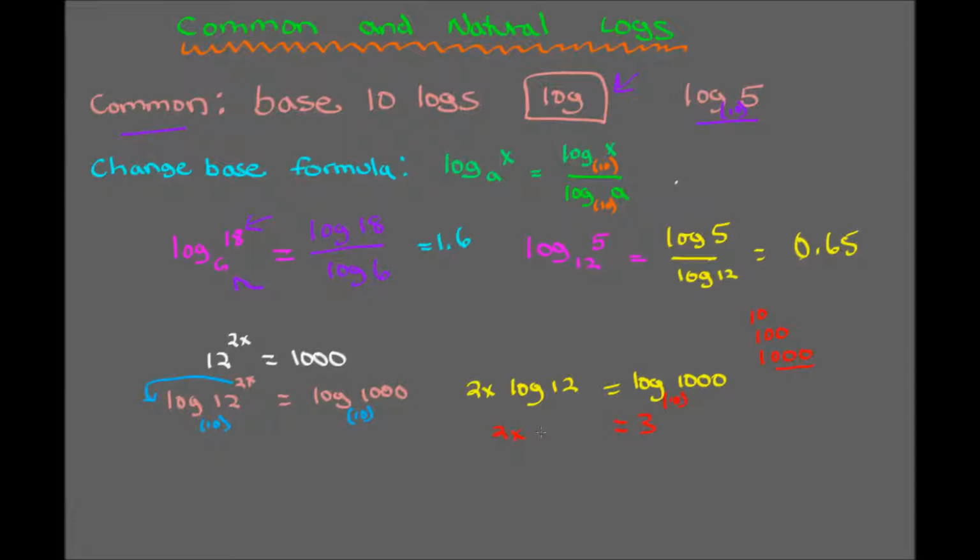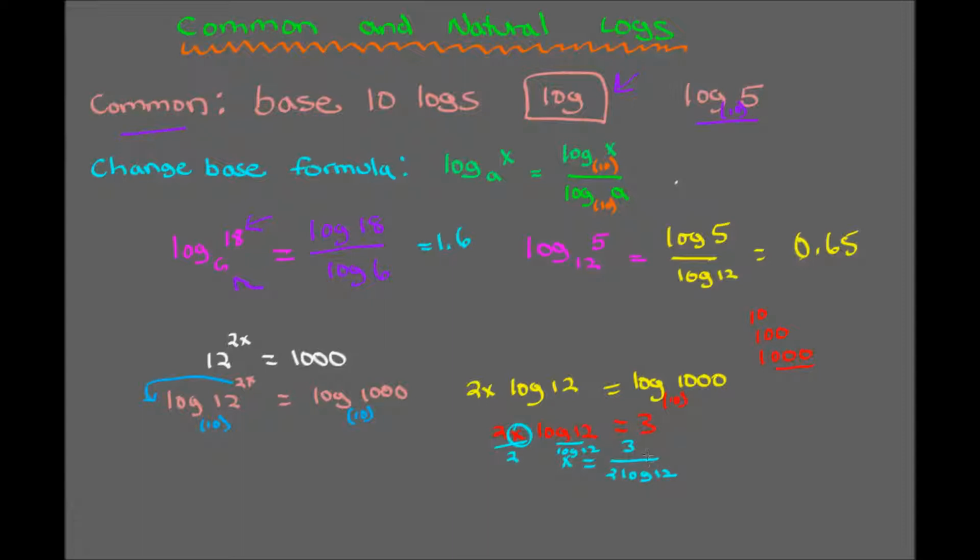So we have 2x log 12 is equal to 3. Now we just use our rules when we solve for variables, and that's to isolate the variables. So we're going to have x equals, and then we're going to divide both sides by 2 log 12 to get rid of all this other stuff and just leave x alone on its own side. So x is equal to 3 over 2 log 12. So we basically just divided by log 12, and we divided by 2, so that x is alone on this side.